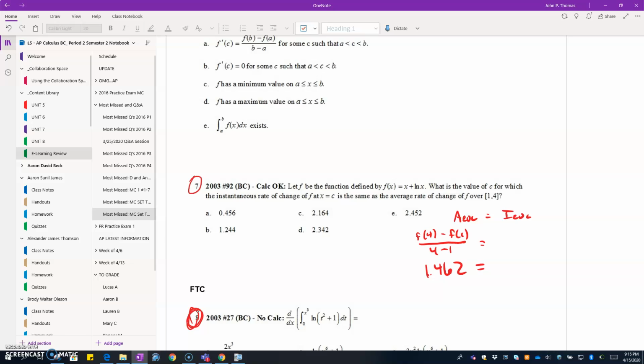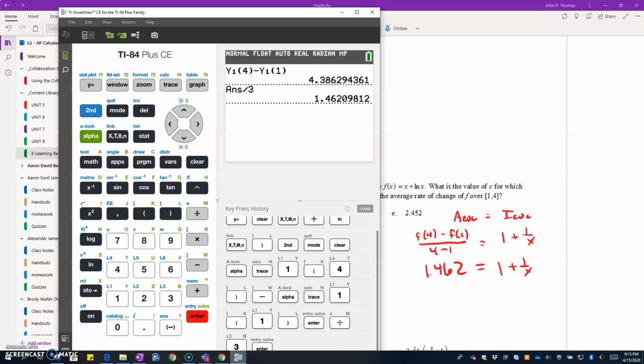All right, and then on the other side, I need instantaneous rate of change. So I'm going to take the derivative of f, get f prime, which is going to be 1 plus 1 over x. All right, so I'm going to go to my calculator. I'm going to store this in a, the last number. So that's in there now.